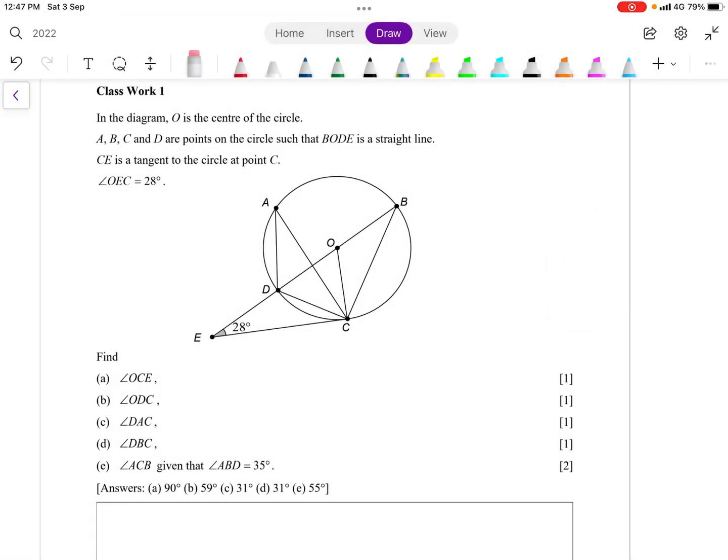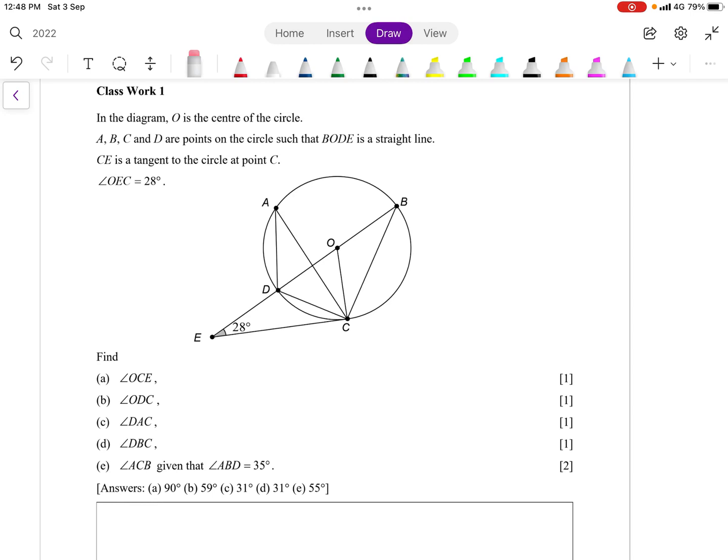Okay, now we are at class work 1. If you have done this question and you are stuck, then you refer to this video. If you have not started on this question, I suggest you spend a good 10 minutes to do this question first before you look at this video for the solution. So let's look at the question.